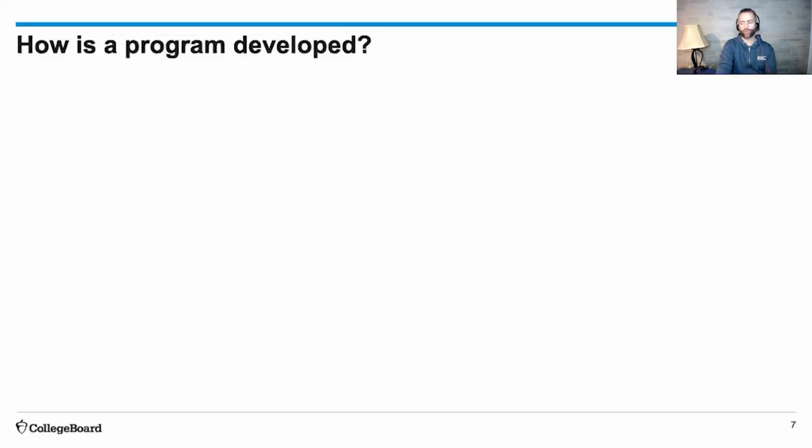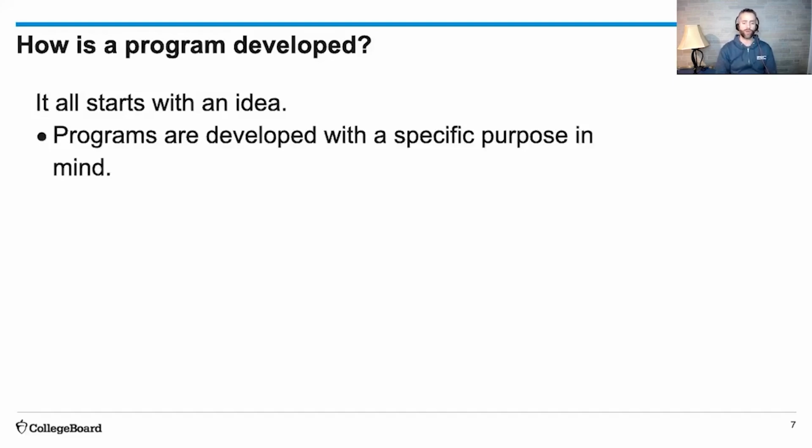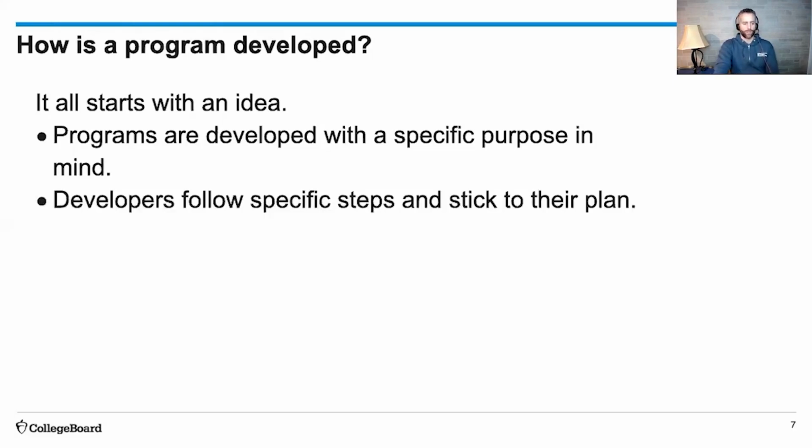All right, so how is a program developed? Well, it all starts with an idea, right? So nobody sits down at a computer and just starts typing away and they come away with a program. They have an idea about what they want a program to do. So programs are developed with a specific purpose in mind. So when we think about developing a program, we always have the idea of what we want this thing to accomplish. Developers follow specific steps and they stick to their plan.